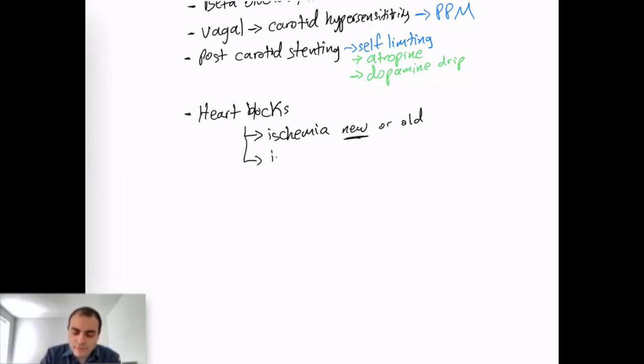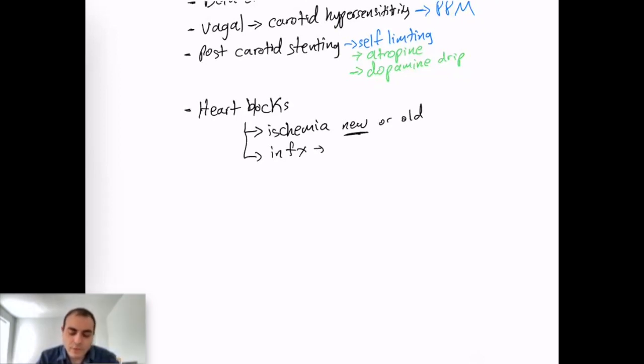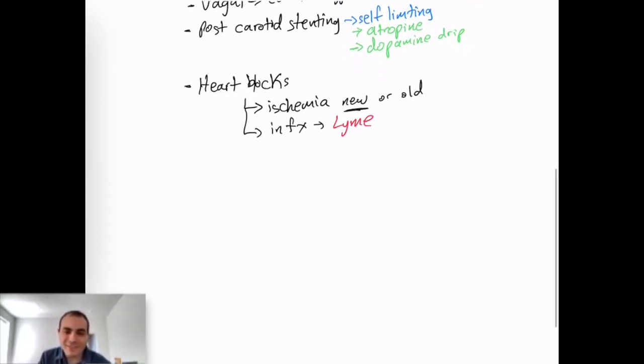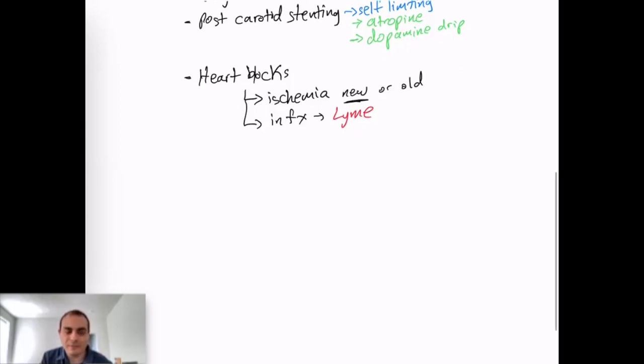The other one is infections. For those of you coming to the Northeast, what infection causes heart block? The famous infection. I know you know it, guys. Lyme disease. So Lyme disease is a very common cause of heart block in the Northeast. You guys are going elsewhere, but you never know. Last weekend I was in Connecticut hiking, and now I have bradycardia, it could be Lyme, so you can test for it, okay?